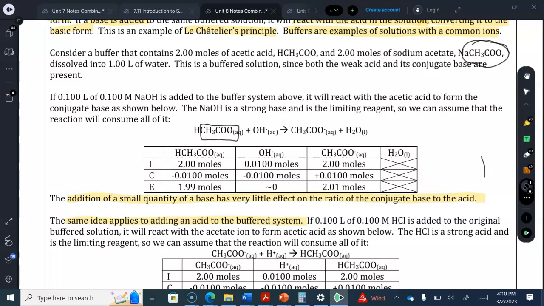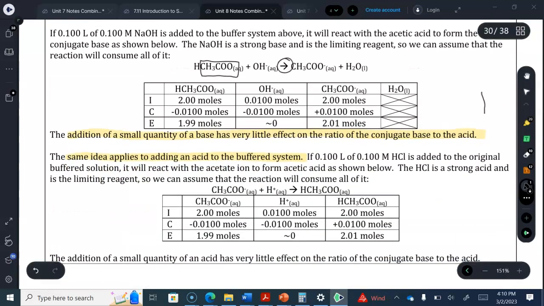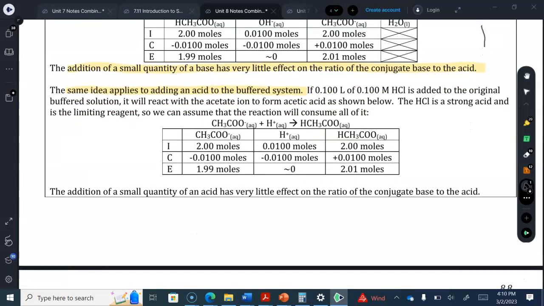If 0.1 liters of a 0.1 molar sodium hydroxide solution is added to the buffer system above, it will react with the acetic acid to form the conjugate base as shown below. Since we're adding it, it is a unidirectional arrow because it is a reaction. We see that the addition of a small quantity of base, and this is 100 milliliters, to 2,000 milliliters or 2 liters of solution, has very little effect on the ratio of the conjugate base to acid.